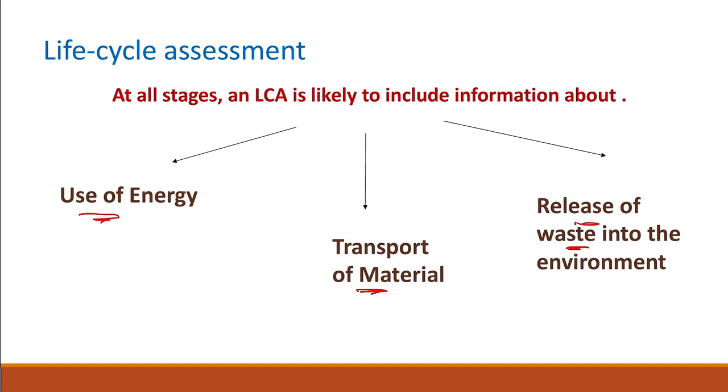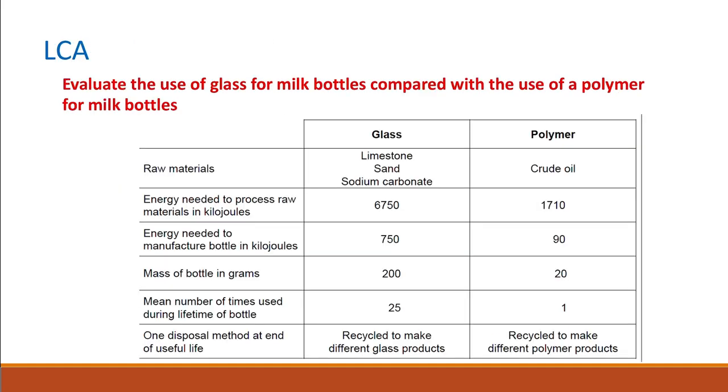for all of the four stages. So this is an example of a life cycle assessment for two different products, which are glass and polymers, and using them for milk bottles. As you can see here, they will give you information about the energy, about the mass of the bottle, and about the number of times it can be used during its lifetime, and then about their disposal.